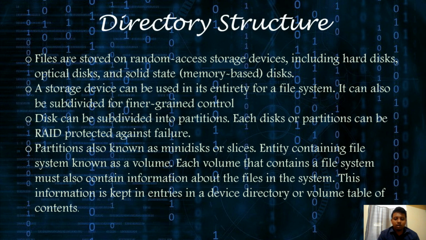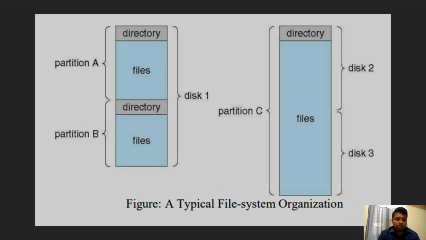Each volume that contains a file system must also contain information about the files. This information is kept in a device directory or a volume table of contents. This is a figure of a typical file system organization. There are three file systems, that is partition A, partition B, and partition C. Now let us move on to the next one.